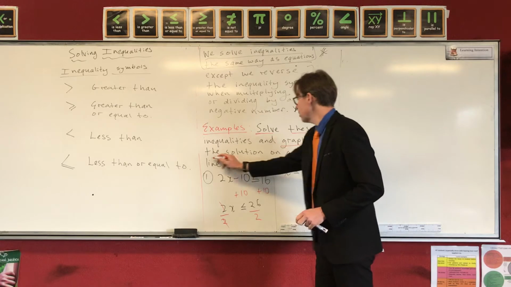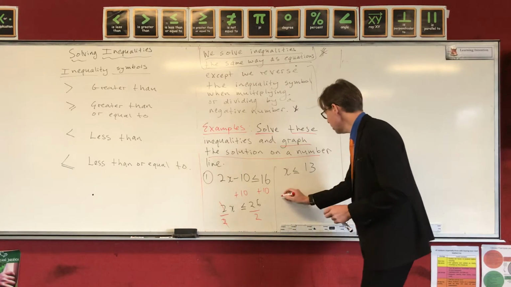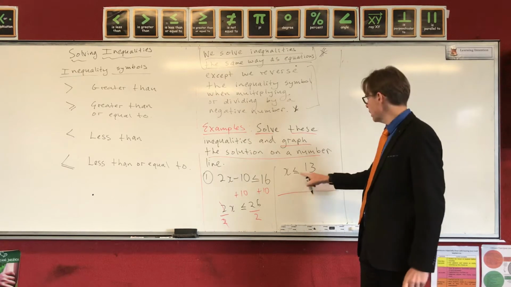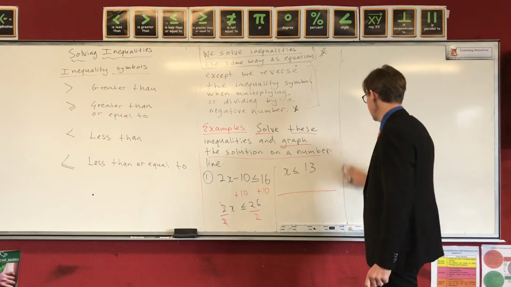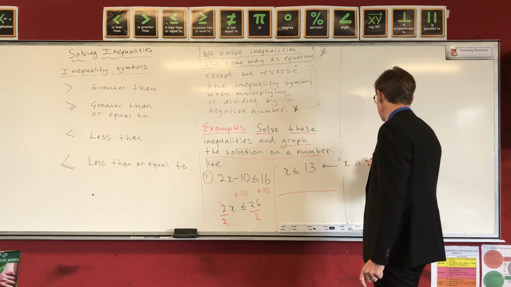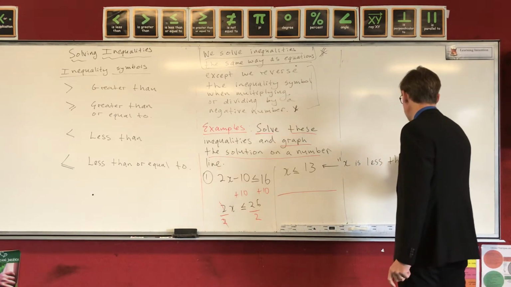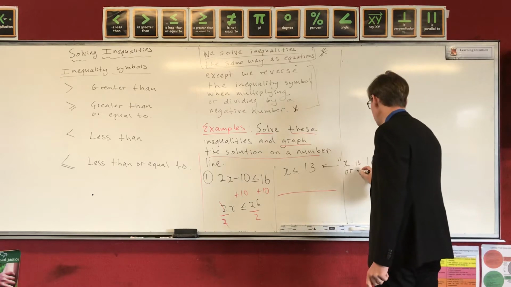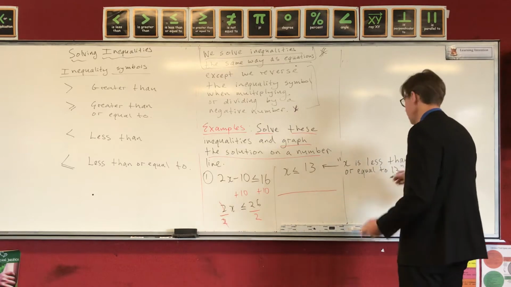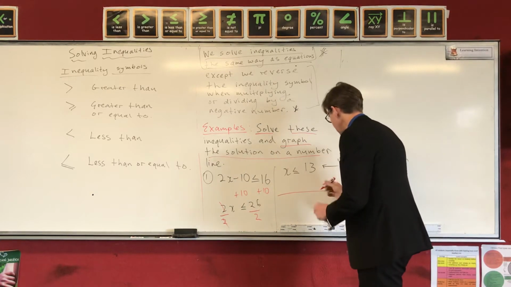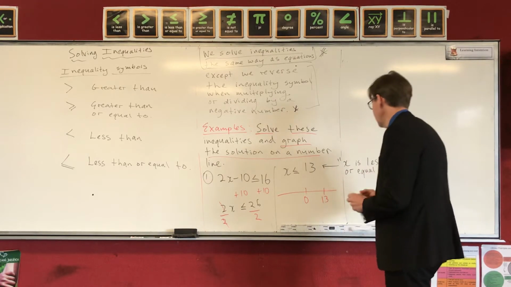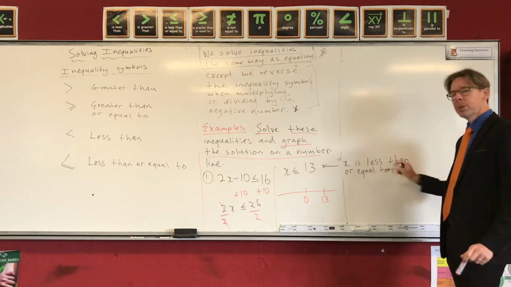Now I've done the first part of the question, solve. Now it does say graph the solution on a number line. So I'm going to do a number line here. There we go. And I've got to show all the numbers which are less than 13 or equal to 13. So I'll put this in words. X is less than or equal to 13. Okay? Now, if I put 0 here, and the only other number I've really got to put is 13, I'll put 13 there. Now it says x is less than or equal to 13.